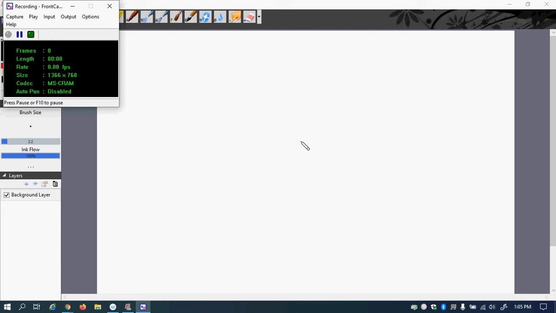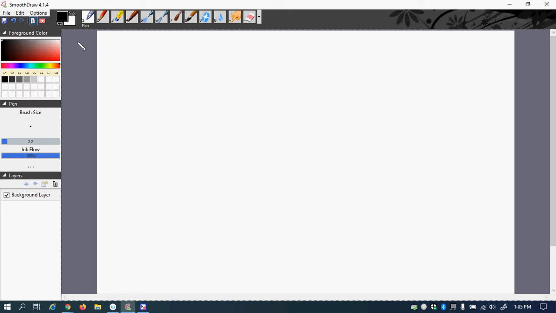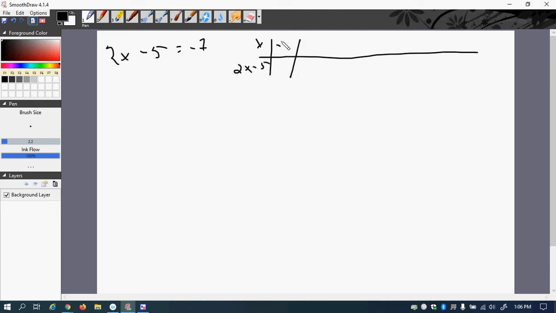So we're going to be looking at tables on how to solve equations, and then we'll also look at how to algebraically solve linear equations. So let's start off with a table. Our equation is going to be 2x minus 5 equal to negative 7. Now let's make a table over here. We have x here, and then our expression 2x minus 5, and we're going to start at negative 3 and go all the way up to 3.